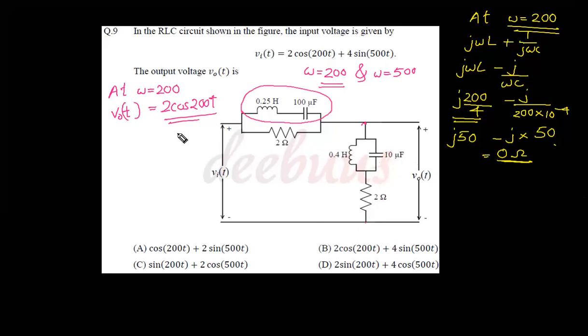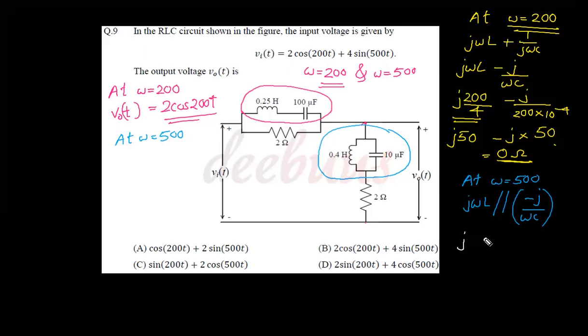Now we can check another combination at omega equal to 500. What will be the value of this combination at omega equal to 500? We can find it. Again, at omega equal to 500, the combination has j omega L in parallel with minus j by omega C. So j times omega, which is 500, times L, which is 4 by 10, in parallel with minus j by omega, again 500, times C, which is 10 microfarad, so 500 into 10 raised to minus 6.